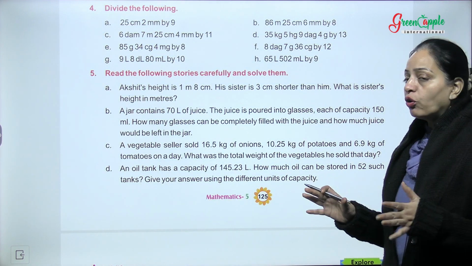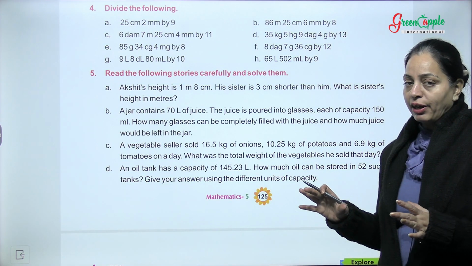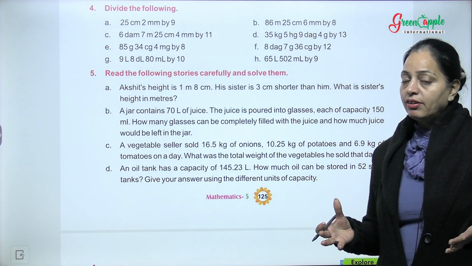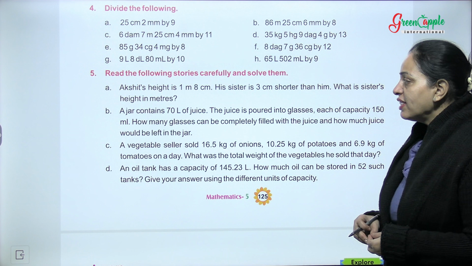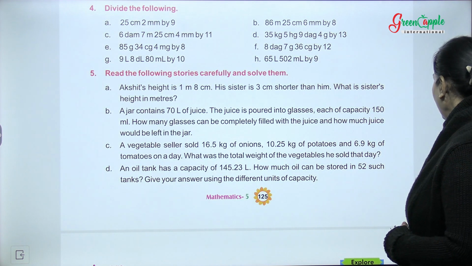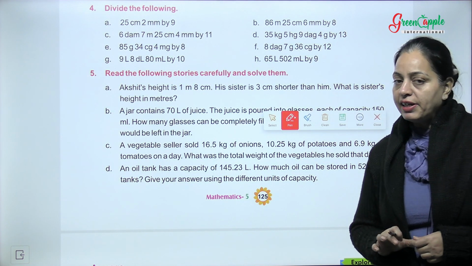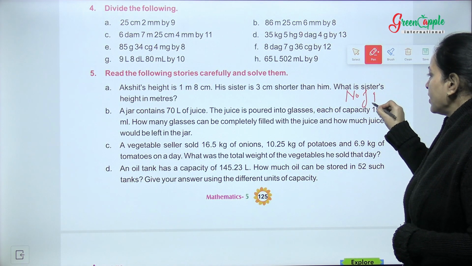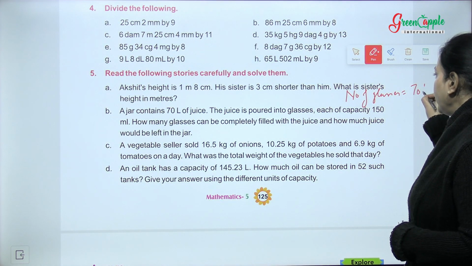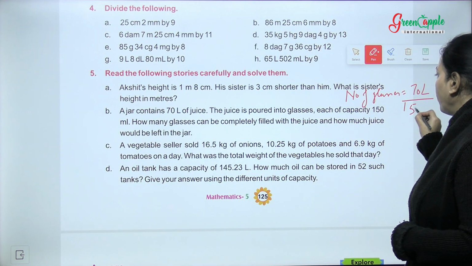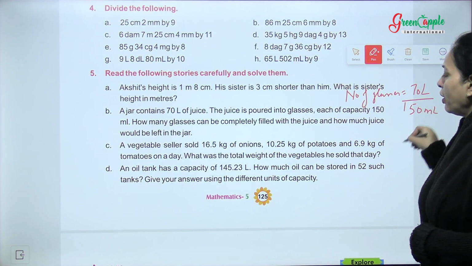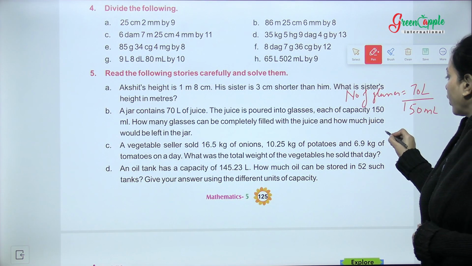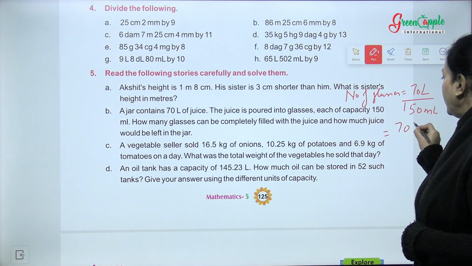So 70 लीटर को हम divide करेंगे glasses में, divide यानी division. So 70 liter divided by 150 milliliter. So number of glasses, total quantity 70 liter divided by 150 ml. But the unit must be same. So we are converting liter into milliliter.